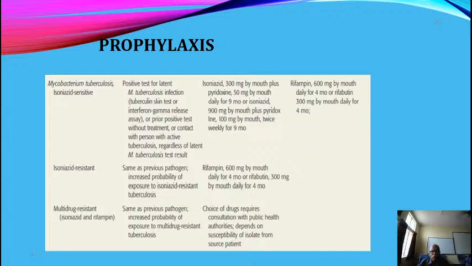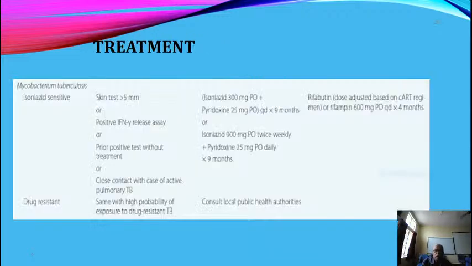And prophylaxis also: suppose the household members are exposed to an open case of tuberculosis, then you should consider giving isoniazid prophylaxis for the rest of the family members. So these are a few other guidelines and the dosage schedule.